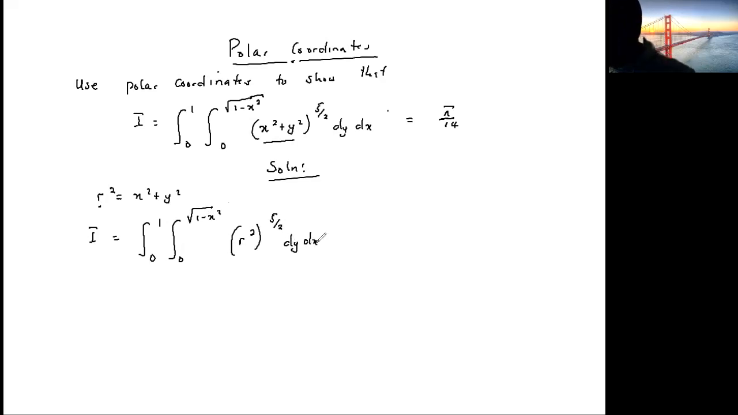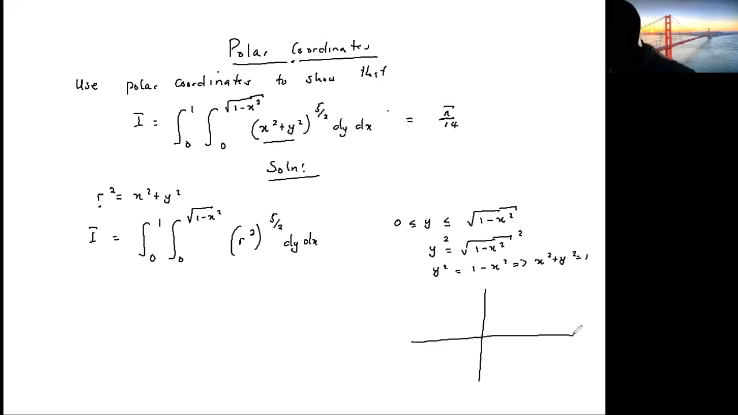Now, this order means that 0 is less than or equal to y, which is less than or equal to root of 1 minus x squared. So when we let y be equal to root of 1 minus x squared, if you square both sides, we get y squared is equal to 1 minus x squared. And this is just the same as x squared plus y squared is equal to 1, which is a circle of radius 1. So if we draw that circle, we have it of radius 1.